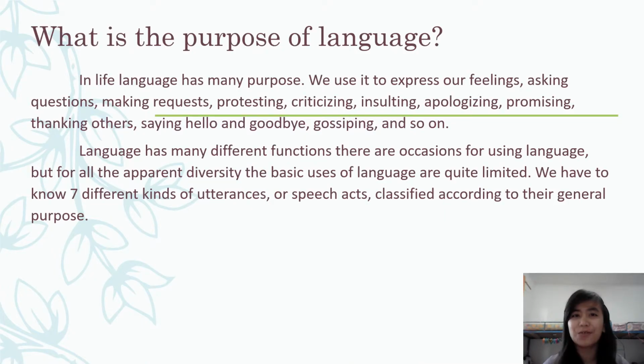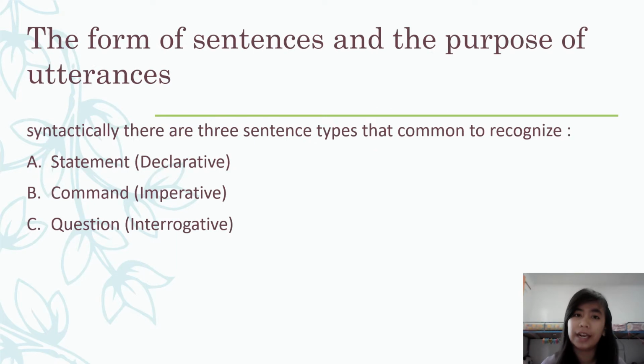In our life, we always communicate with others using language, using our first or second language to express our feelings or to share information with other people. In this lesson, I want to explain the lesson related to utterances that we commonly use in our daily life. Now, we come to the verbs of sentences and the purpose of utterances.